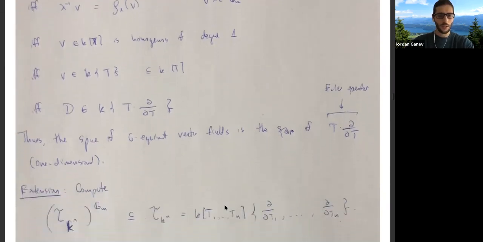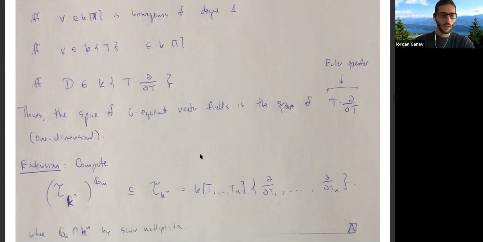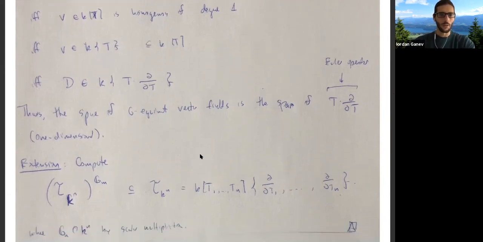So that's this example. If you want an extension, you can think about the scaling action on k to the n. So k to the n is a vector space. It has a scaling action of G_m, like diagonal scaling of each coordinate. And you can think about what the G-equivariant vector fields are in that setting. The computation is somewhat similar to what we just did. We'll get to other examples later in the lecture. Okay, so that's the notion of an equivariant vector field.